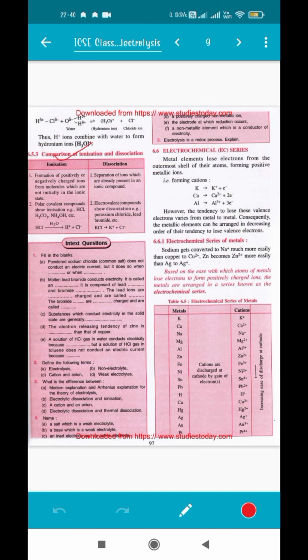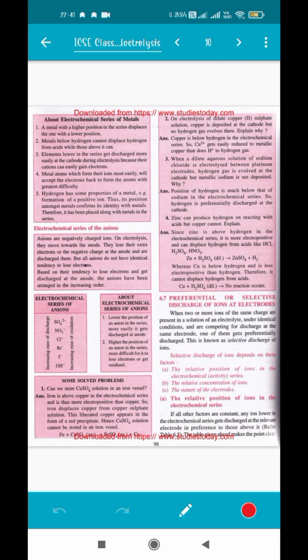Similarly, in case of cations also, we can see that increasing ease of discharge at cathode. Lower the ion in the electrochemical series, they will easily get discharged at the cathode. So all the ions which are in the lowermost position, they find it easy to move to the cathode and the anode respectively. So let us read about these points about the selective discharge or the preferential discharge, that is, which ion will go first or which ion will go to the anode or the cathode in detail now.